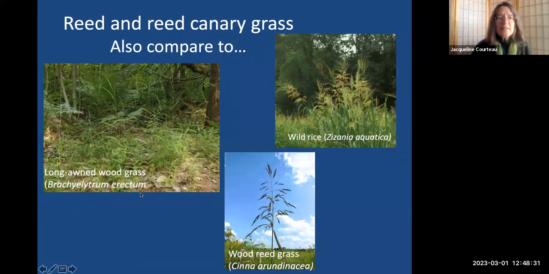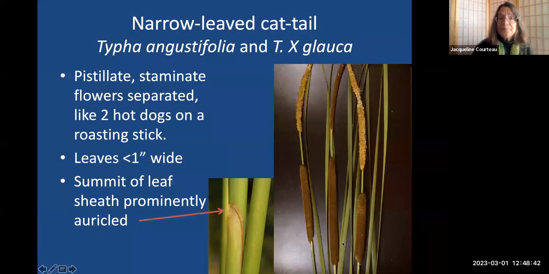Also, in some cases, people get confused with long-awned woodgrass. Wild rice occasionally has a little bit of a similar look, or wood reedgrass and Arundinacea.